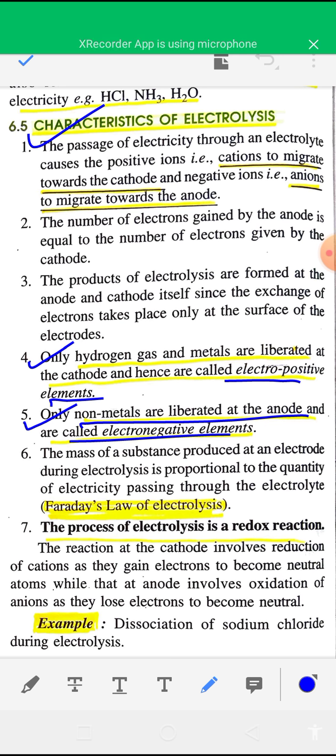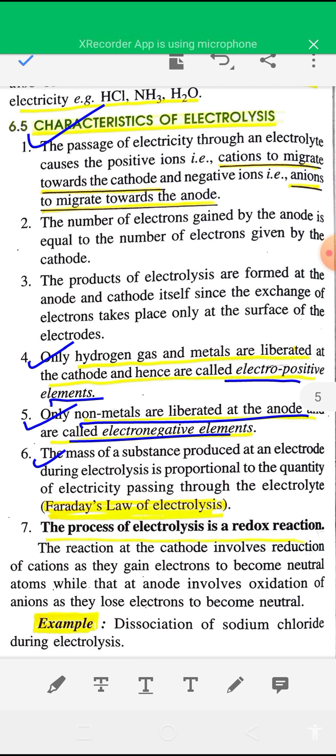And next point, the mass of substance produced at an electrode during electrolysis is proportional to the quantity of electricity passing through the electrolyte. If more electricity is passed through the solution, then you will get more mass of the substance at the electrode. If a small amount of current is passed, then you will get a small amount of substance on the electrode. This is according to Faraday's laws.